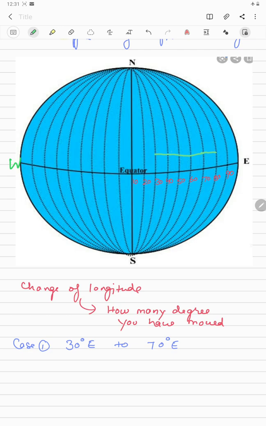All right, so I am moving like this, guys. See, from 30 degree east to 70 degree east. I am moving like this. So now, guys, understand one thing. Now we are moving in which direction?